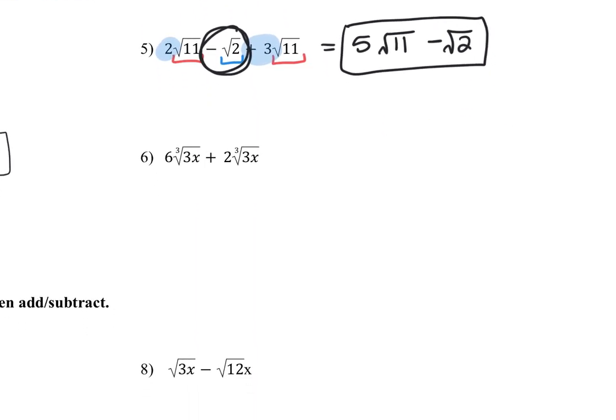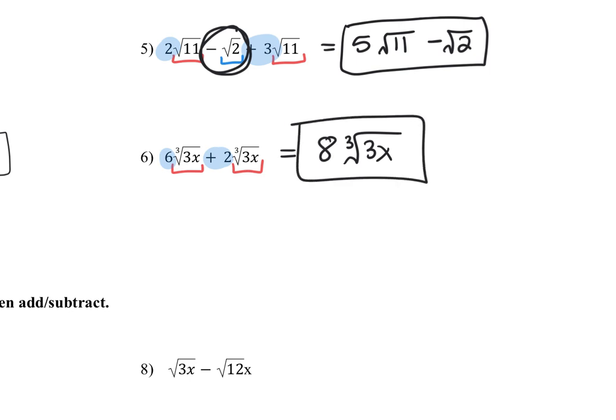Last one of this type, we have 6 cube root 3x plus 2 cube root 3x. Cube root of 3x is exactly the same. So we leave that as cube root 3x. And then we take the numbers in front, 6 plus 2. That gives me 8. I cannot simplify that because we did not learn cube root simplifying yet, so we're good there.